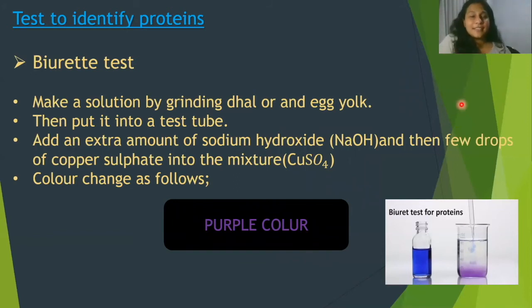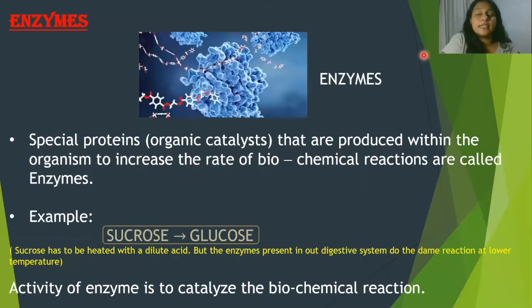So, tests to identify proteins. The Biuret test: you have to make a solution by grinding dal or egg yolk, put it into the test tube, add an excess amount of sodium hydroxide, NaOH, and a few drops of copper sulfate into the mixture, and the color changes to purple, right? These are very simple stuff, but you all have to remember this. They can ask these in your structured questions.